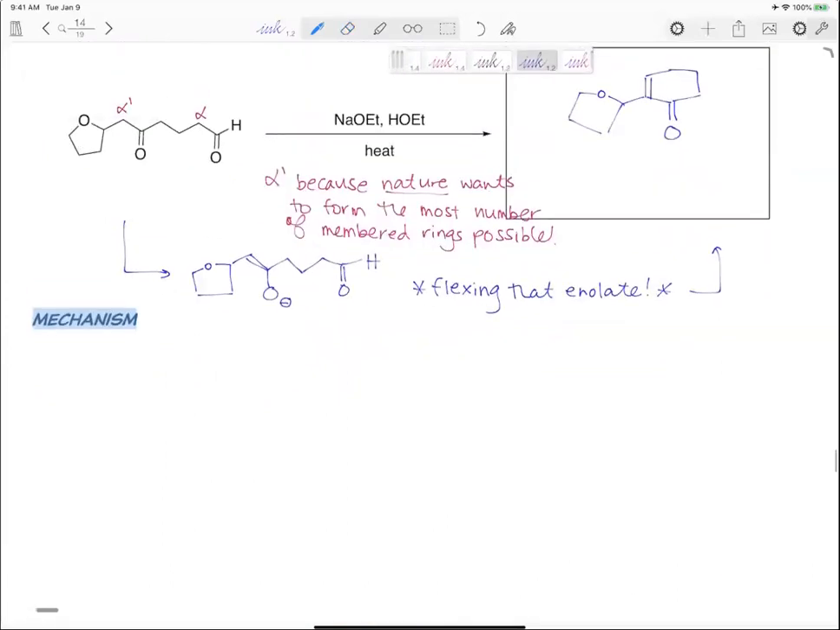Okay, let's look at the mechanism on how this forms. So I'm going to start with my starting material here. Okay, again, what am I using here? I'm using sodium methoxide, which is just another cousin of NaOEt. So I'm going to form my enolate.